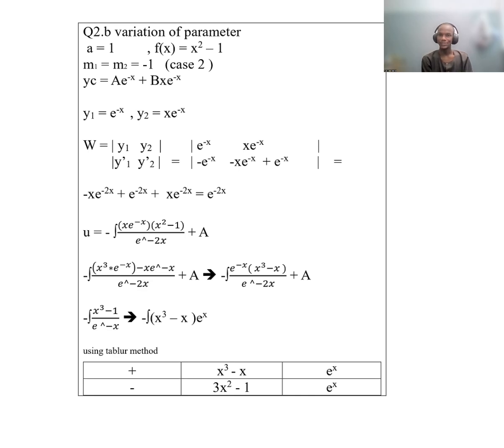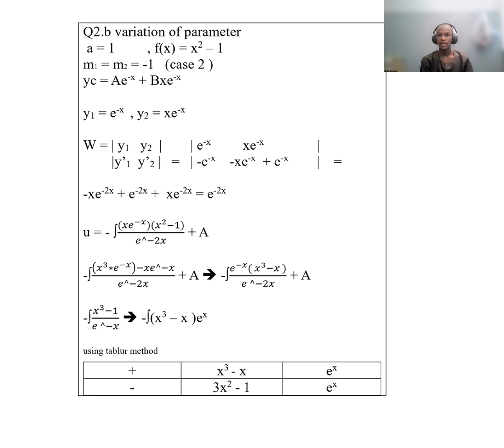For question 2b, now we will solve the same equation using variation of parameters. We already found the complementary solution, with y1 equals e to the negative x and y2 equals x times e to the negative x. And then the Wronskian is the determinant of the matrix with y1, y2 in the first row and y1 prime, y2 prime in the second row. This gives us w equals e to the negative 2x.